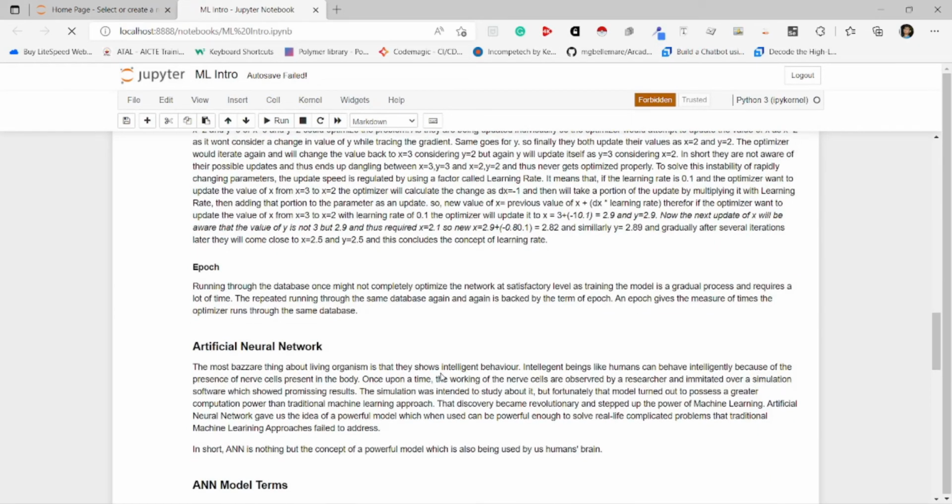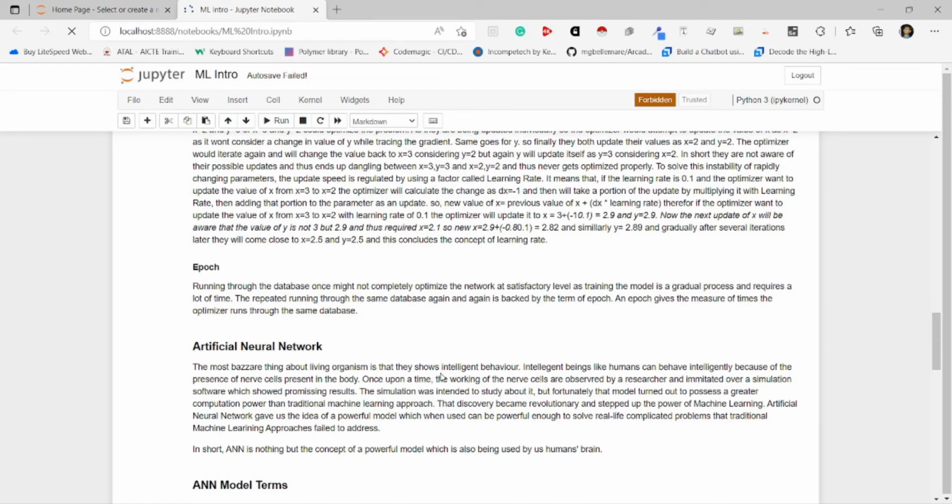Running through the database once might not completely optimize the network at satisfactory levels, as training the model is a gradual process and requires a lot of time. The repeated running through the same database again and again is backed by a term of epoch. An epoch gives the measure of times the optimizer runs through the same database.